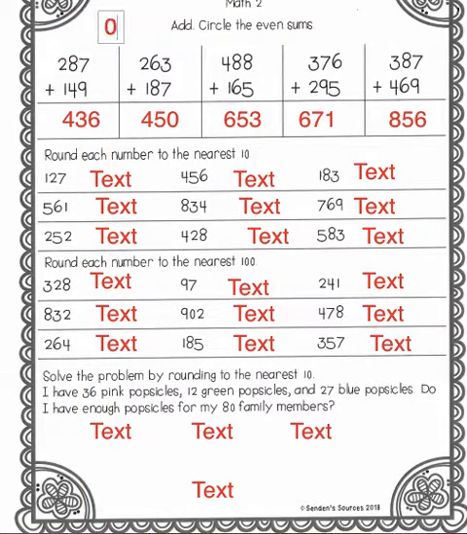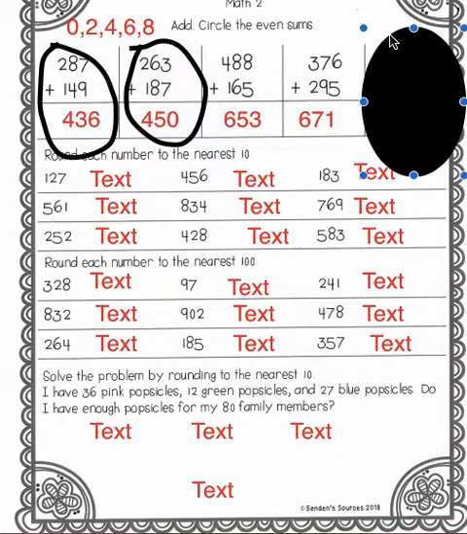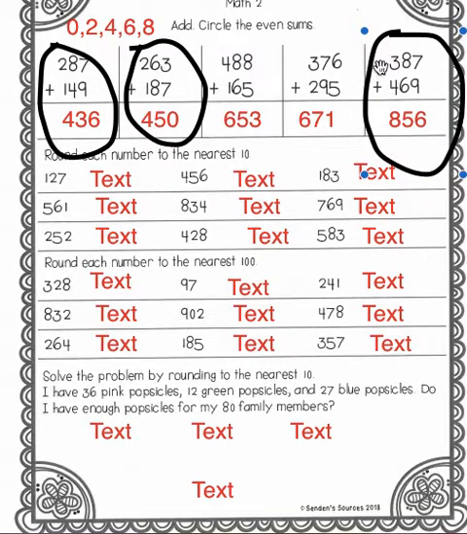So our even numbers again are 0, 2, 4, 6, or 8. It would be the ones place that would have to have the 0, 2, 4, 6, or 8 to be considered even. So 436 ends with a 6, so that is an even sum. We have 450 that ends with a 0, that is an even sum. 653 has a 3 in the ones place, so that is not an even sum, that is an odd sum. 671 ends with a 1, so that is an odd sum. And 856 ends with a 6, so that is an even sum. So we have 3 even sums here.